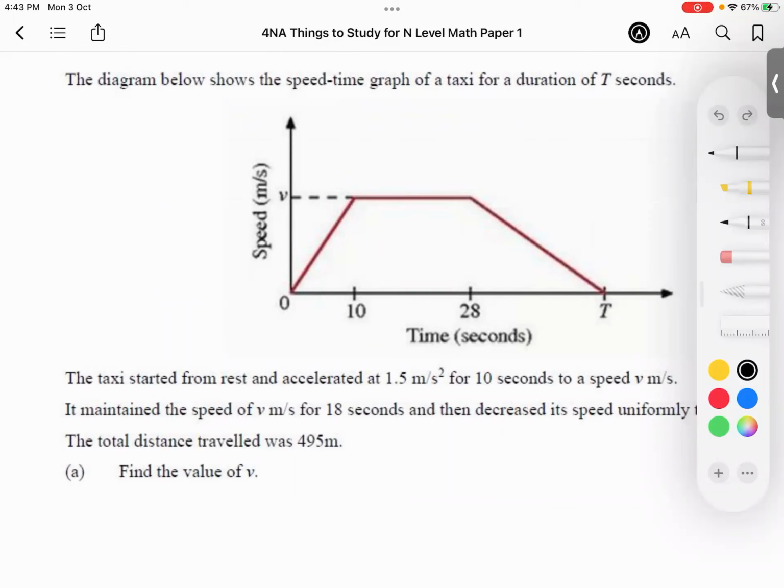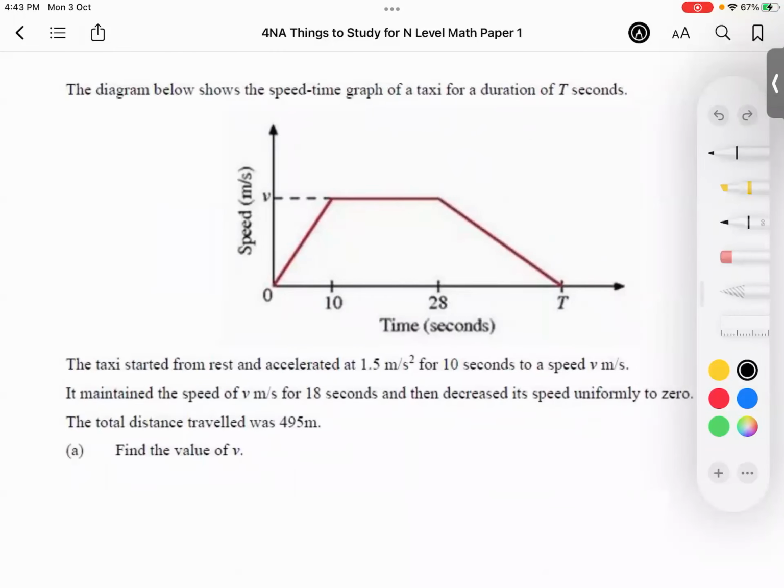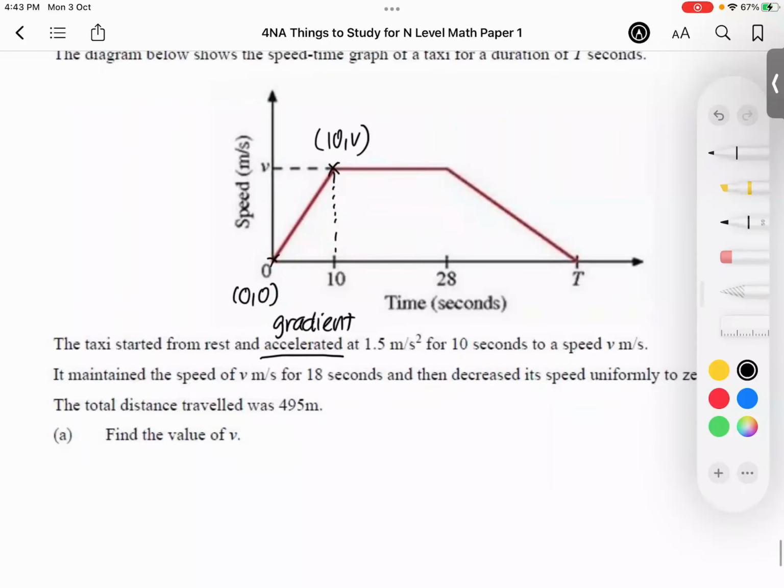Okay, this one again, the speed time graph is a speed time graph. The area of the speed time graph is for distance. The gradient is for the acceleration. The taxi started from rest and accelerated, meaning this is my gradient. Gradient is equals to 1.5. Okay, so they say for the first 10 seconds. So this point is 0, 0. This point will be 10, v. Gradient, v minus 0 over 10 minus 0 equals to 1.5.